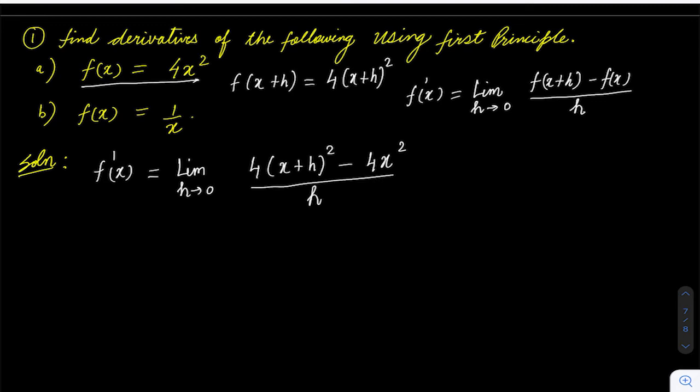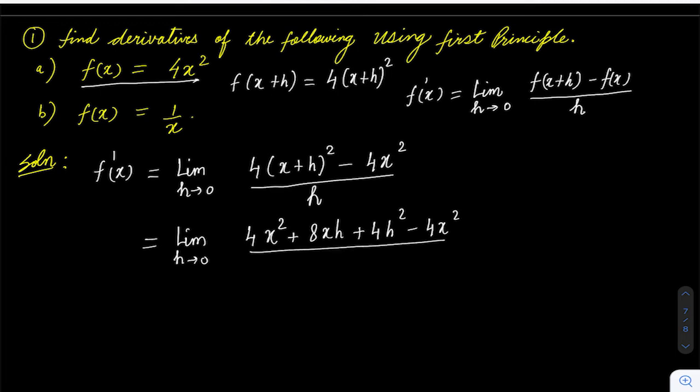So now how do we solve this? Your basic aim, or your basic goal, is to remove this h in the denominator. If you somehow can remove this h in the denominator, then your work is done. So let me just show you how. First I will simplify the numerator. I can open it using the FOIL method, or you can say a plus b whole square, whichever you know. So this will be 4x square plus 8xh plus 4h square minus 4x square divided by h.